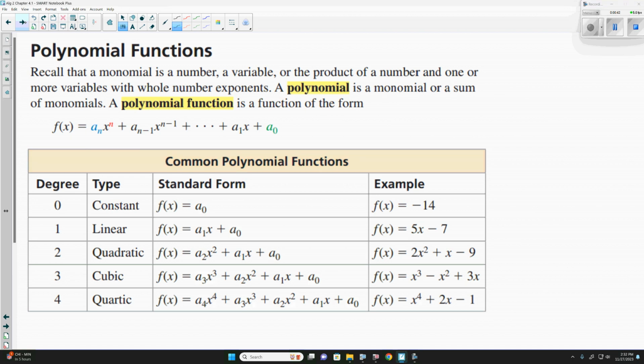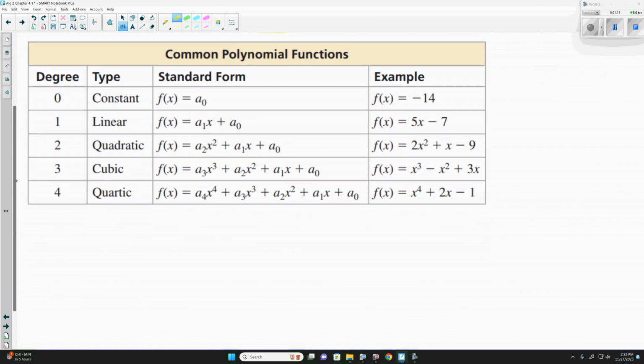So a polynomial function is built from monomials, which is a number, variable, or product of numbers and variables. And a polynomial, poly meaning many, is a group of these. Now this here is just the general way we can write any higher degree polynomial function. But here are some examples of a few that we have.